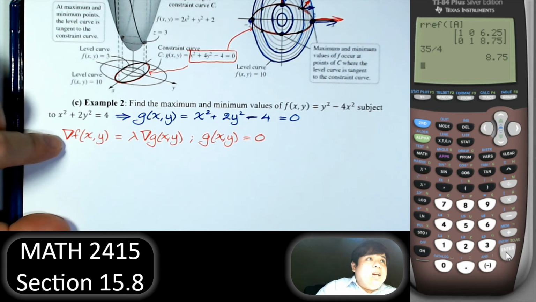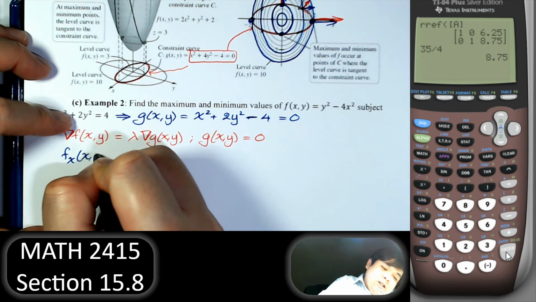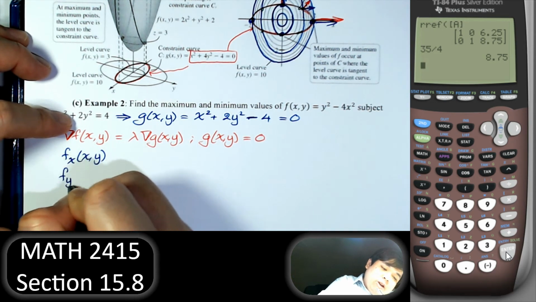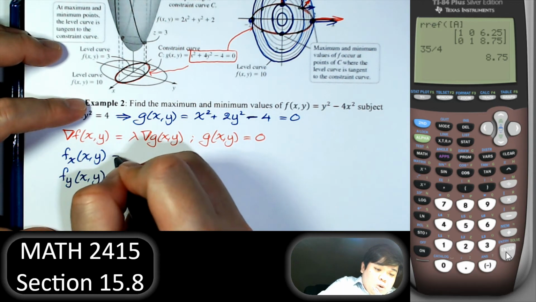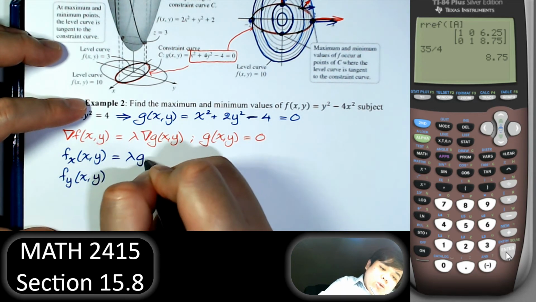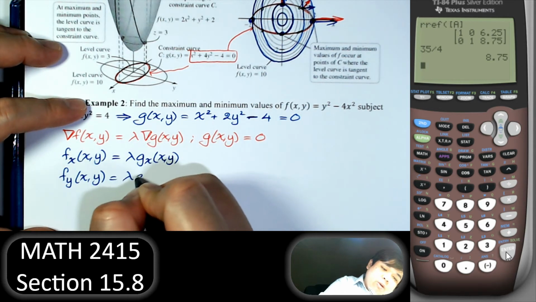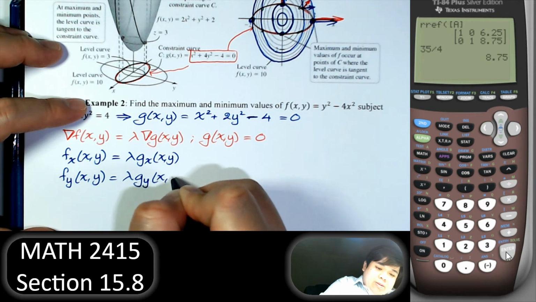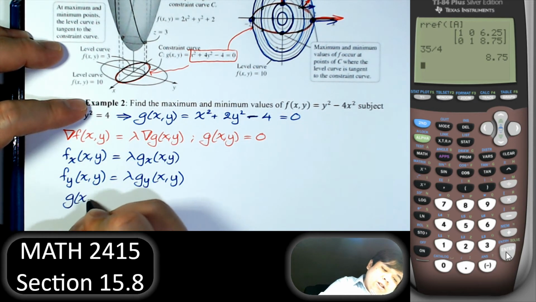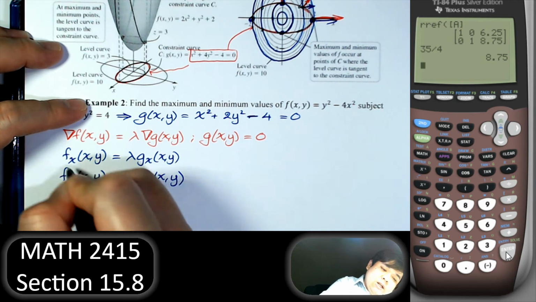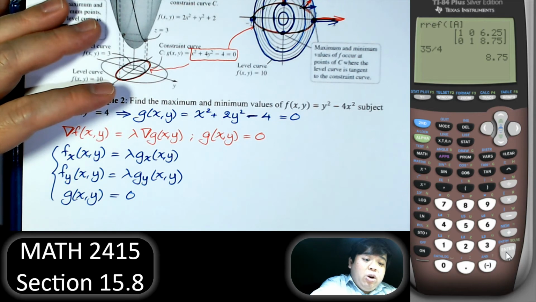Right. And the gradient will have the partial derivative with respect to x and the partial derivative with respect to y. Those must also be a multiple of the partial derivative of g with respect to x, partial derivative of g with respect to y, and then the constraint itself. So this is the system of equations where we solve for x and y. We don't need to solve for lambda.